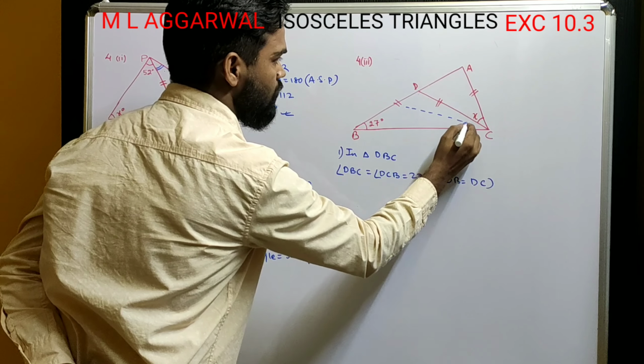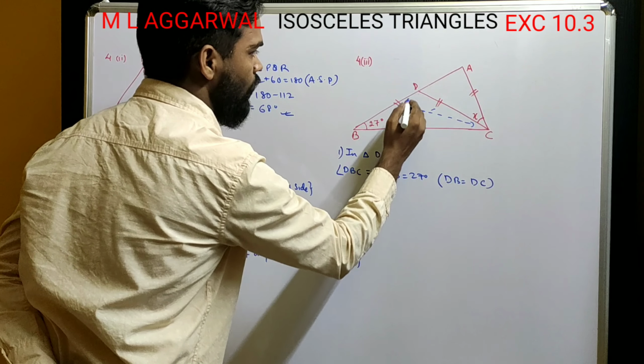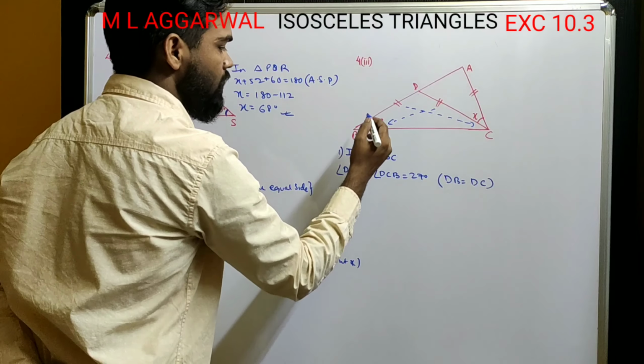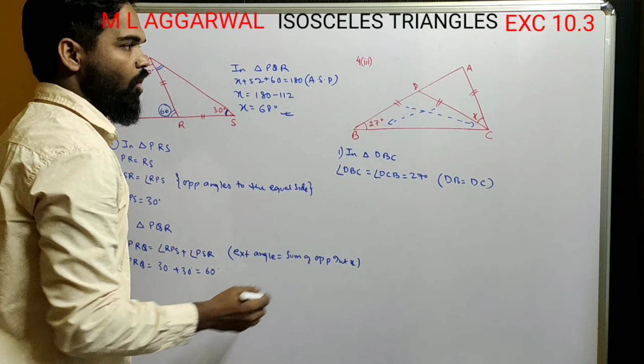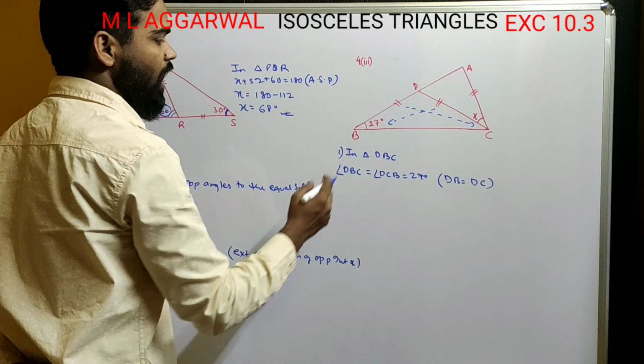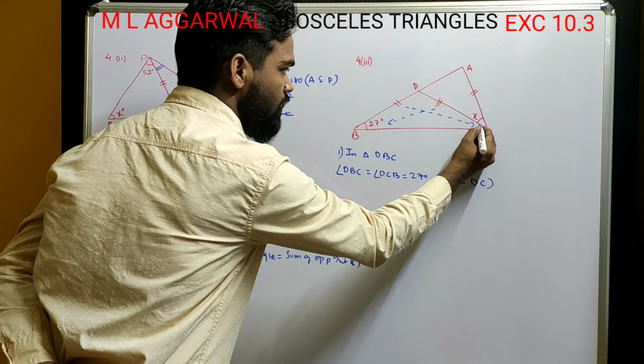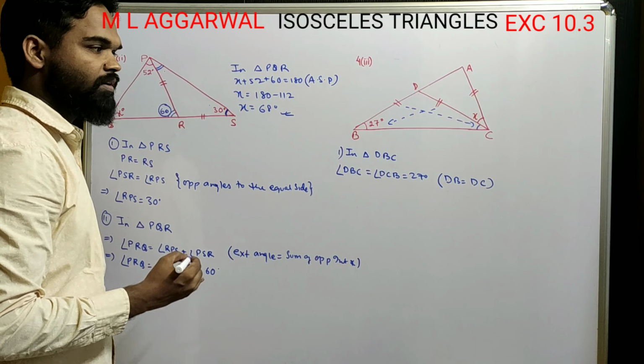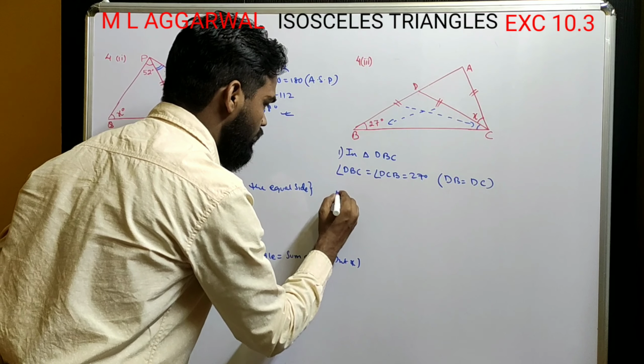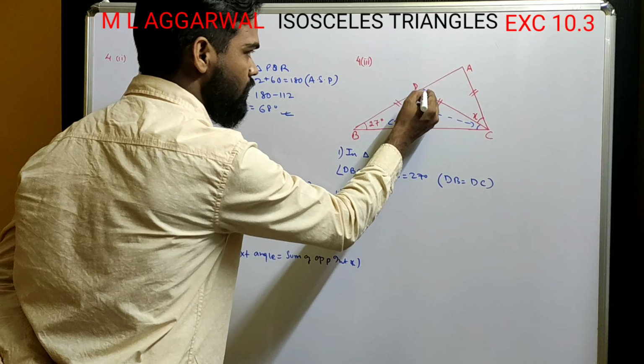See, opposite to DB you have angle DCB, and opposite to DC you have angle DBC. So they will be equal. So if this is 27, this has to be 27. Done. Now look, again same.